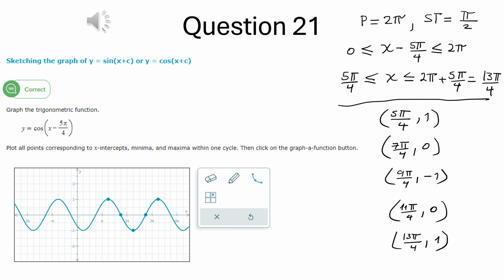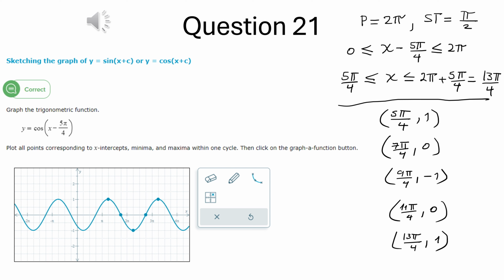Okay, this example has a phase shift. Is cosine with some phase shift. The period obviously is 2 pi. The step is pi over 2. And you set out the inequality for the phase shift. So in between 0 and 2 pi. Solve the inequality, super easy.